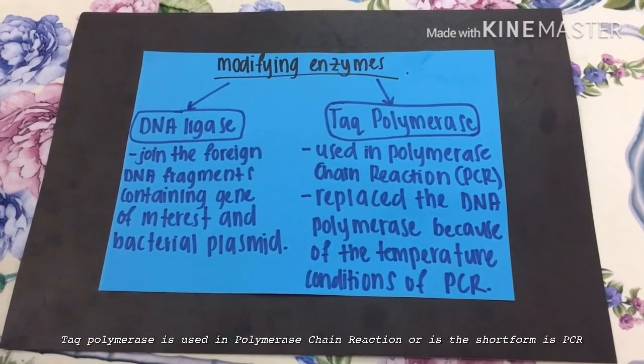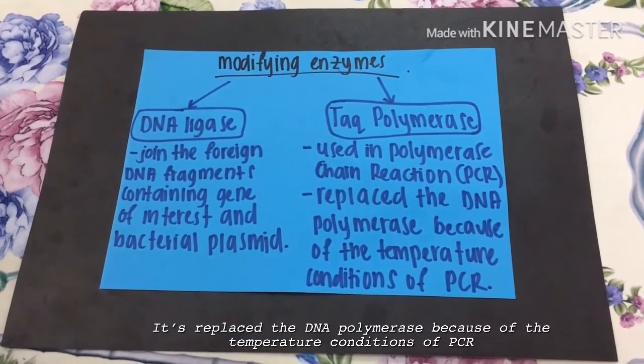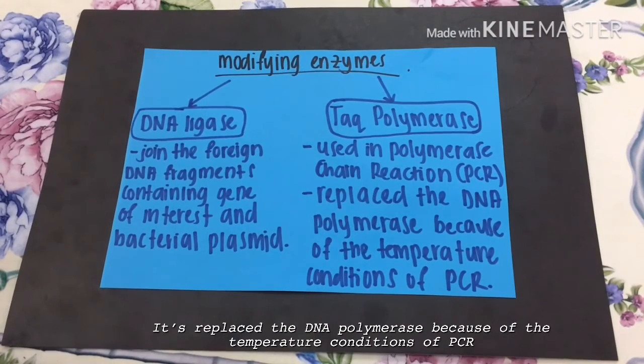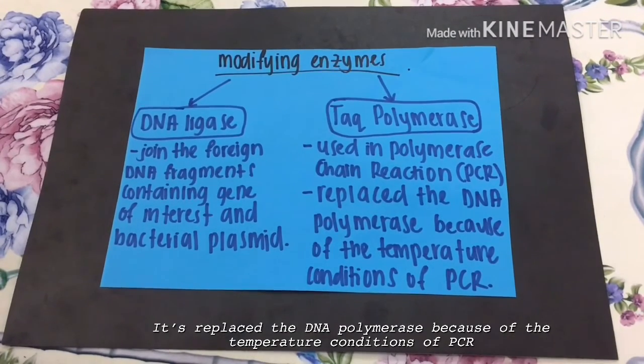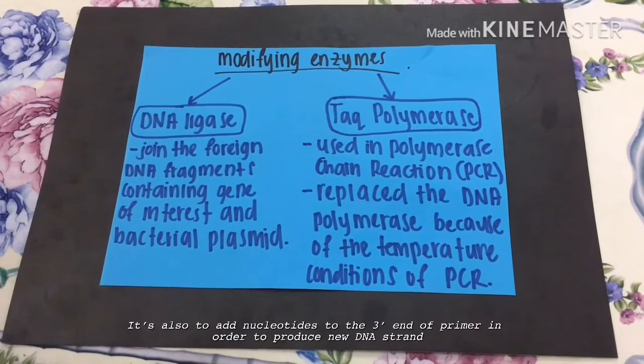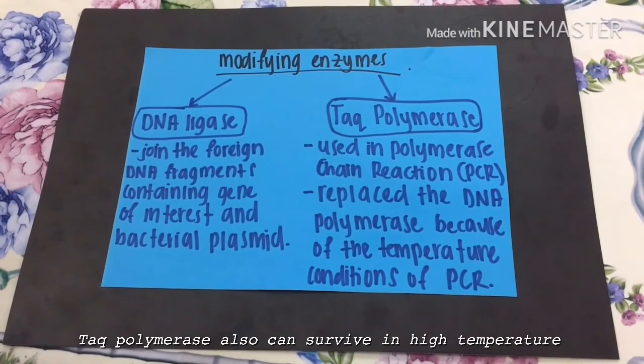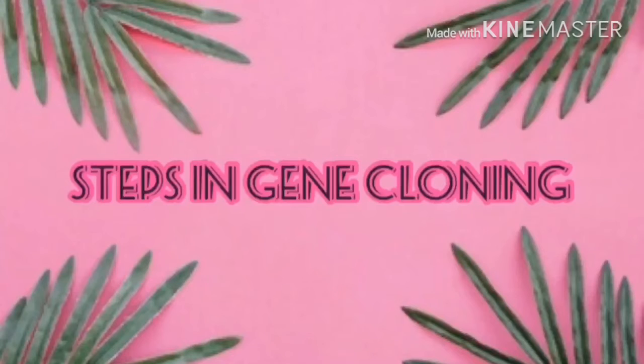Taq polymerase is used in polymerase chain reaction, or PCR for short. It replaced the DNA polymerase because of the temperature conditions of PCR. It also adds nucleotides to the 3' end of the primer in order to produce a new DNA strand. Taq polymerase can also survive in high temperature.